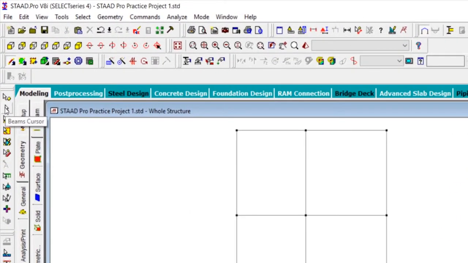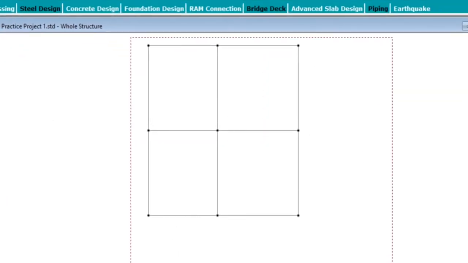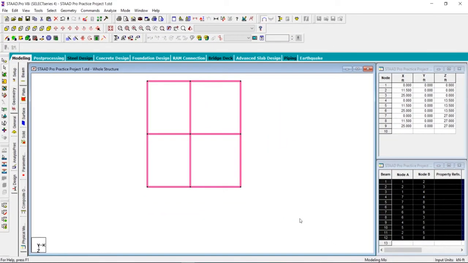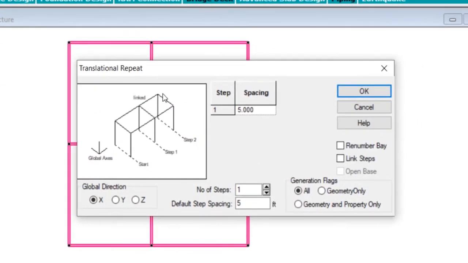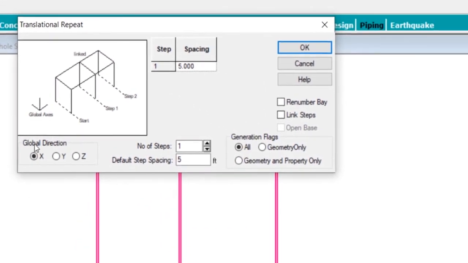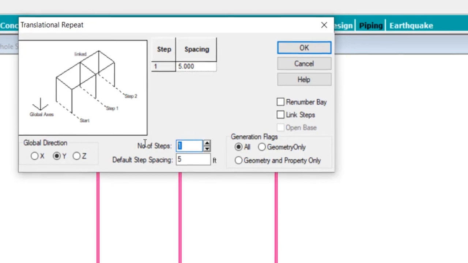So go to beams cursor and select the beams like this. You must have become an expert in this thing now. And what we will use, we will use the translational repeat option. Now we are translationally repeating in the y direction. And number of steps we got, how many steps we got?